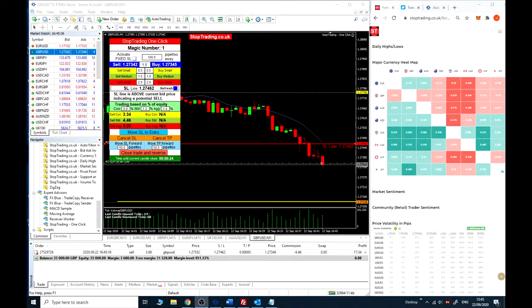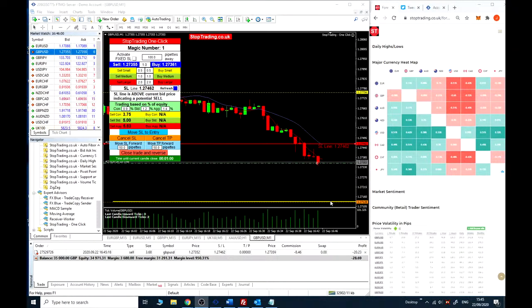Okay, so I've just placed a sell trade on pound dollar. My stop loss line is actually quite close to the price. So in terms of risk, it's slightly higher risk. However, I'm liking the way that the price action is moving. All of the indicators are suggesting to me that this is going to continue down at least to this point here that I've marked up on the screen.